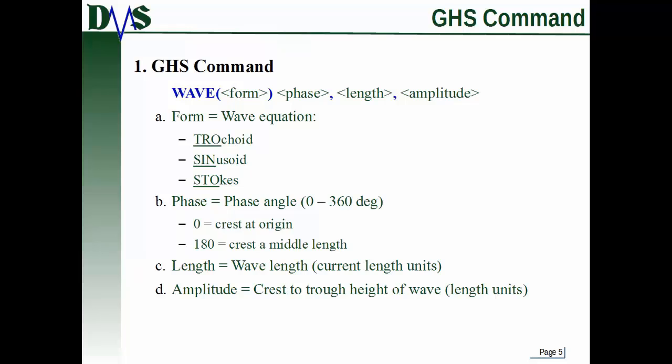Okay, so the GHS command for this is wave, and there are several different parts to it. You have the wave command, then you specify the specific type of math used for that wave to describe its shape. Then you have a phase, a length, and an amplitude. Now, what are all of these? First off, the form, that's the wave equation used. So these are the shapes of waves. Now you can have a trochoid wave, a sinusoidal wave, or a Stokes wave.